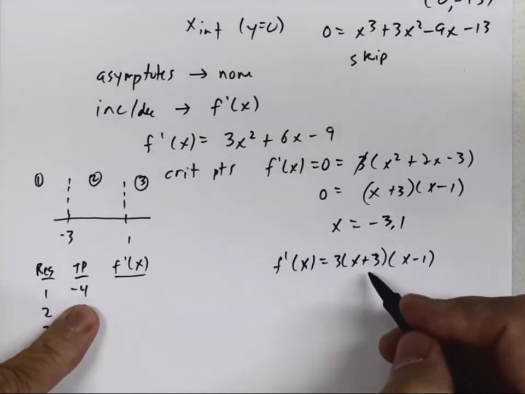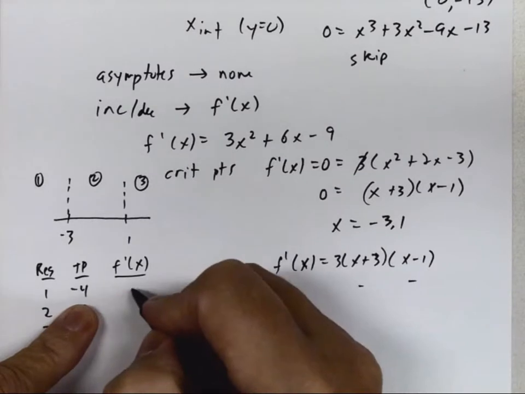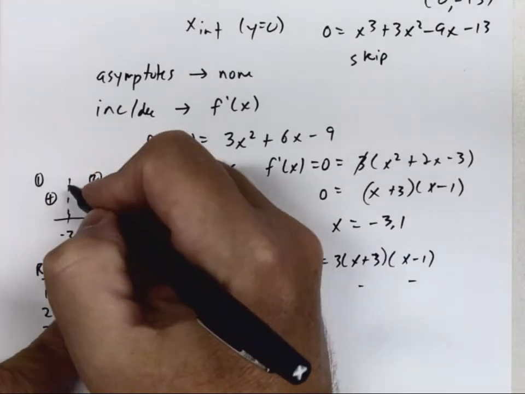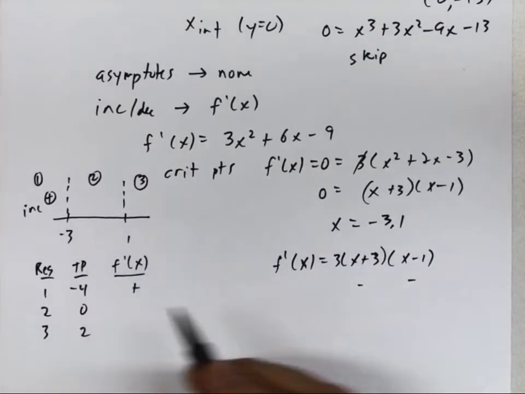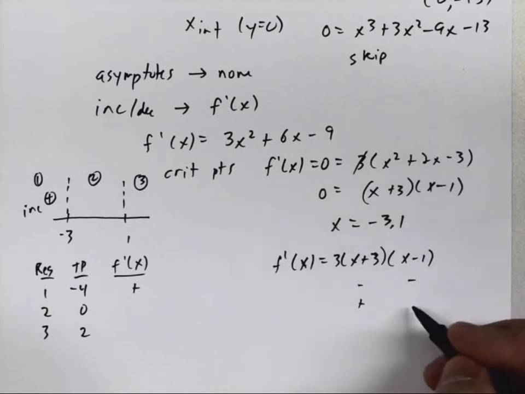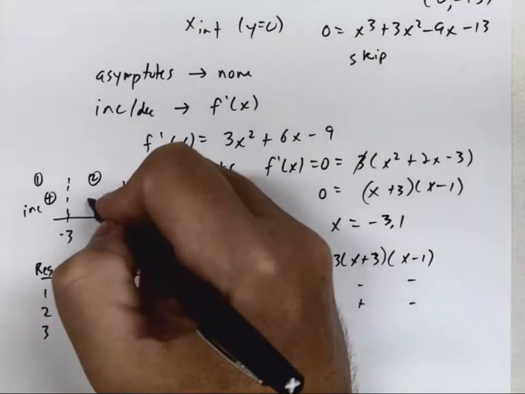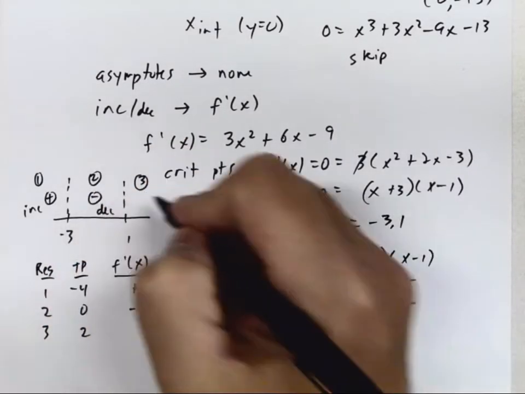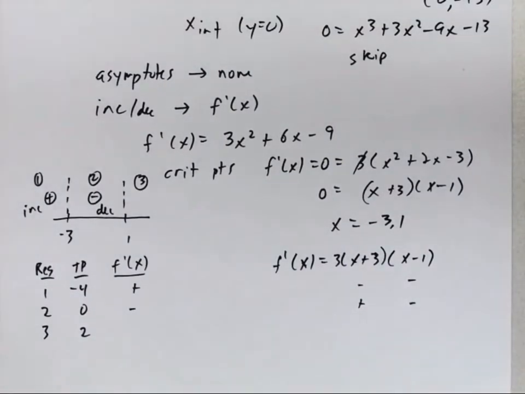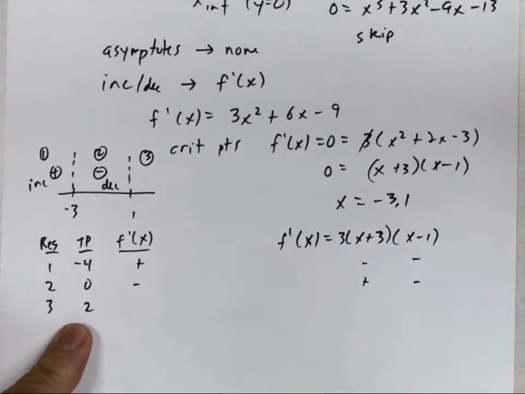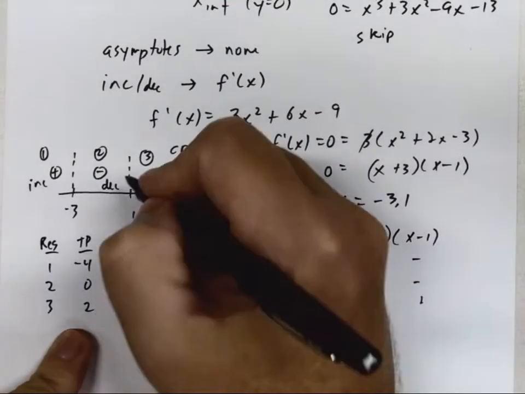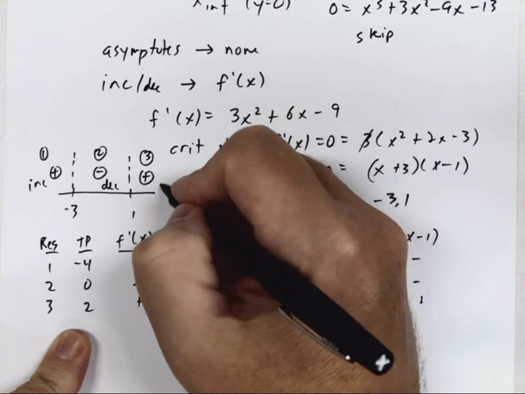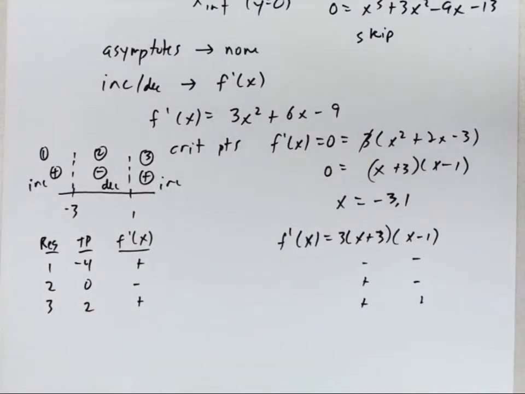I plug in -4 for x. This is negative. This is negative. Two negatives make a positive. Region 1 is a positive region, which means the function or graph is increasing. For region 2, if I plug in 0 for x, positive, negative. Looks like region 2 is negative, so the graph is going down. Region 3, if I plug in 2 for x, positive, positive. Region 3 is positive, we're back to increasing.